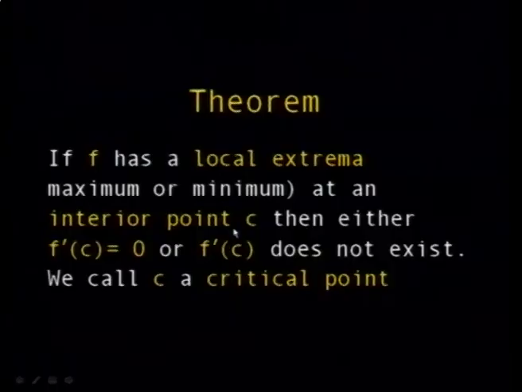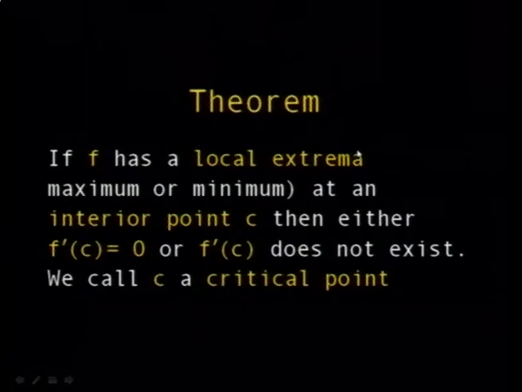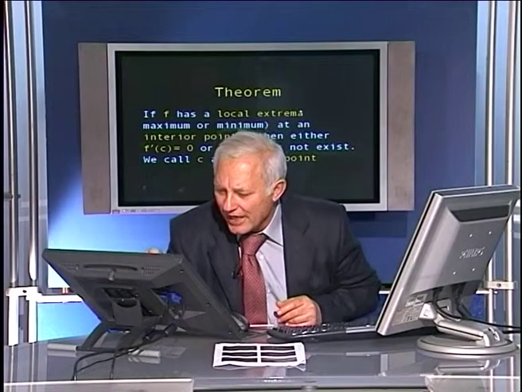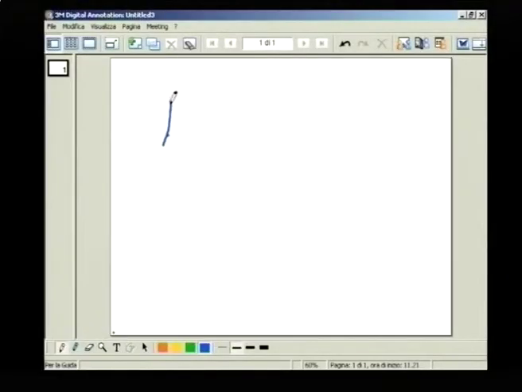And at this point, either the derivative is 0, like you have a stationary point, or the derivative does not exist. Like, for example, you may have something like this. The point here, the derivative does not exist, but you may also have a stationary point at which the derivative is equal to 0. So either the derivative at the point C is equal to 0, or here the derivative does not exist.